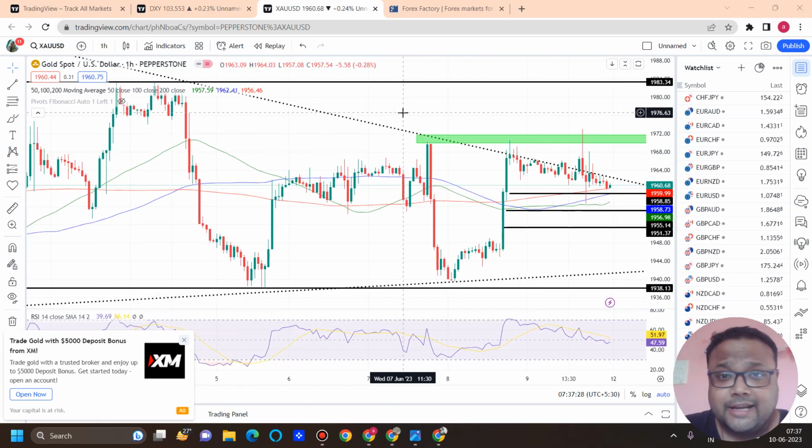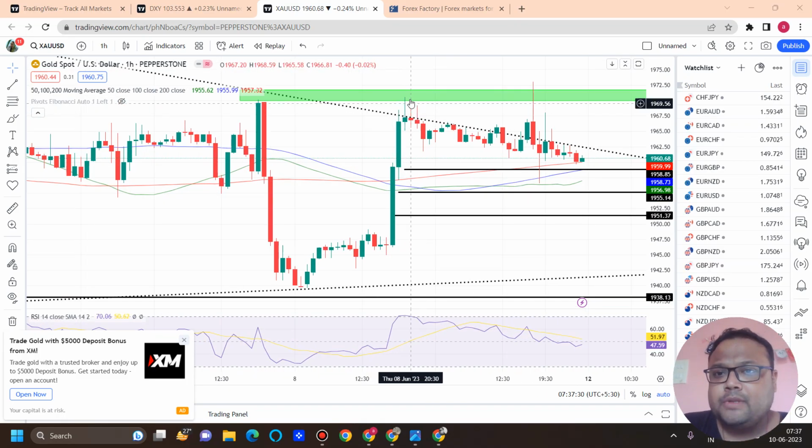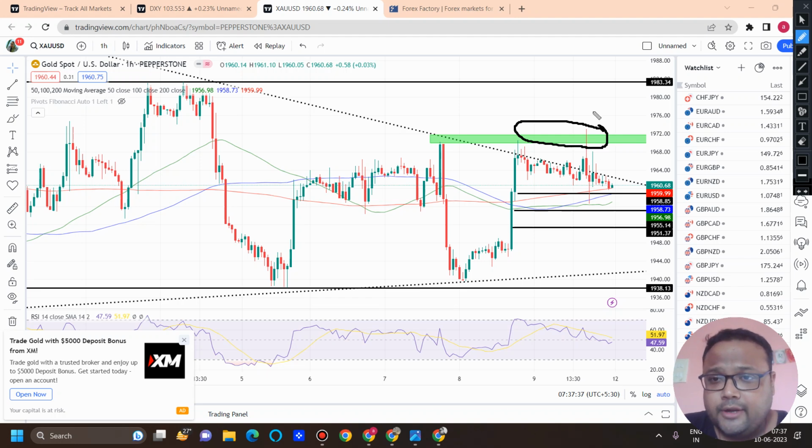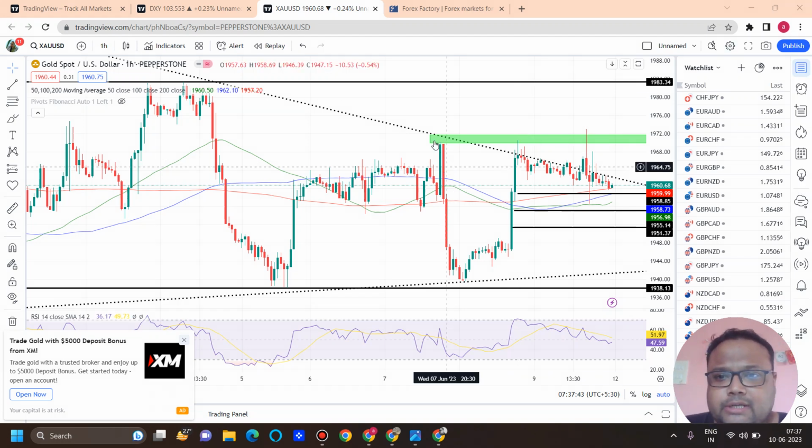So let's get back to the chart of gold. If the market moves up and the volatility of the market is low, then obviously we can expect the resistance to work here. And in case the market shows good volatility, then we can expect 1983 to work as the resistance. So these are the two resistances.